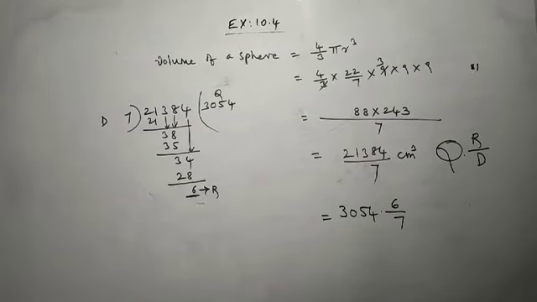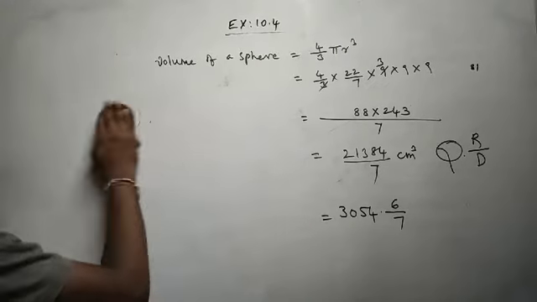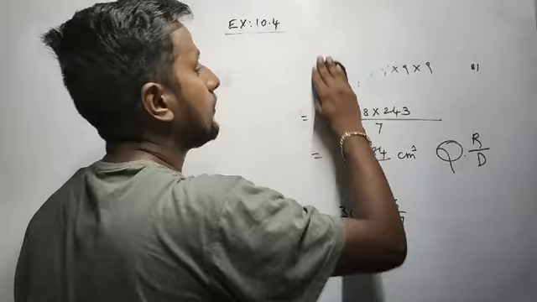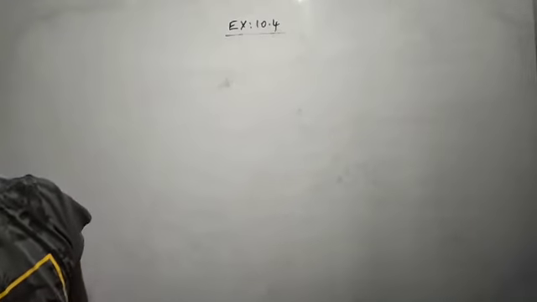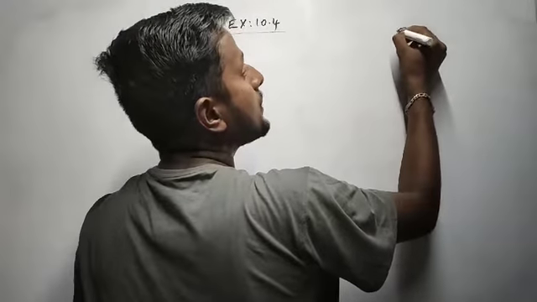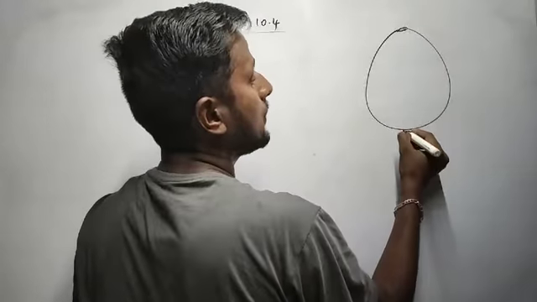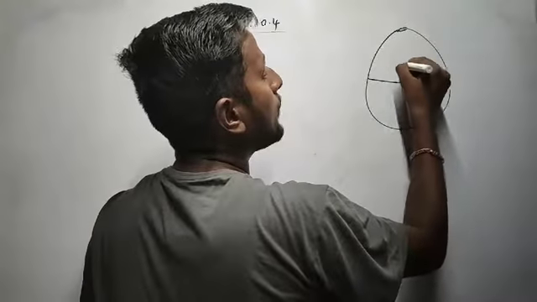Next, the length of equator of a globe is 44 centimeters. Then find its surface area. Okay, just imagine it's a globe. So now we are talking about the equator.